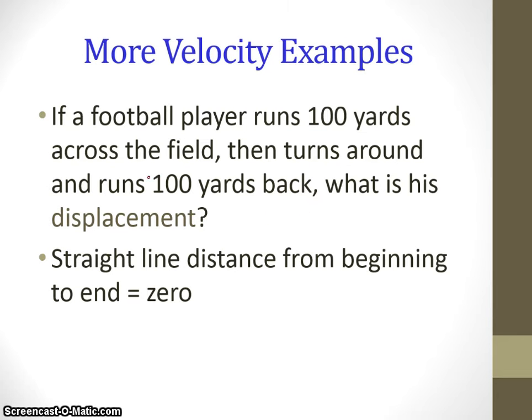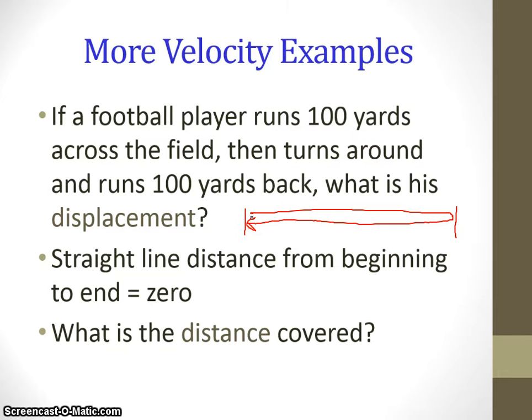You may have been tempted to say it's 100 plus 100. The displacement is not just where you add up the total length. The displacement is how far you are from where you began. So if he started at this end zone, and here's the other end zone, and he ran all the way down and came all the way back, he started here and ended up here. So his displacement is the distance from where he started to where he ended, which is 0. He started and ended in the same place. So it's a little bit of a trick. What about his distance? His distance is 100 yards that way and 100 yards that way, so the total is 200.